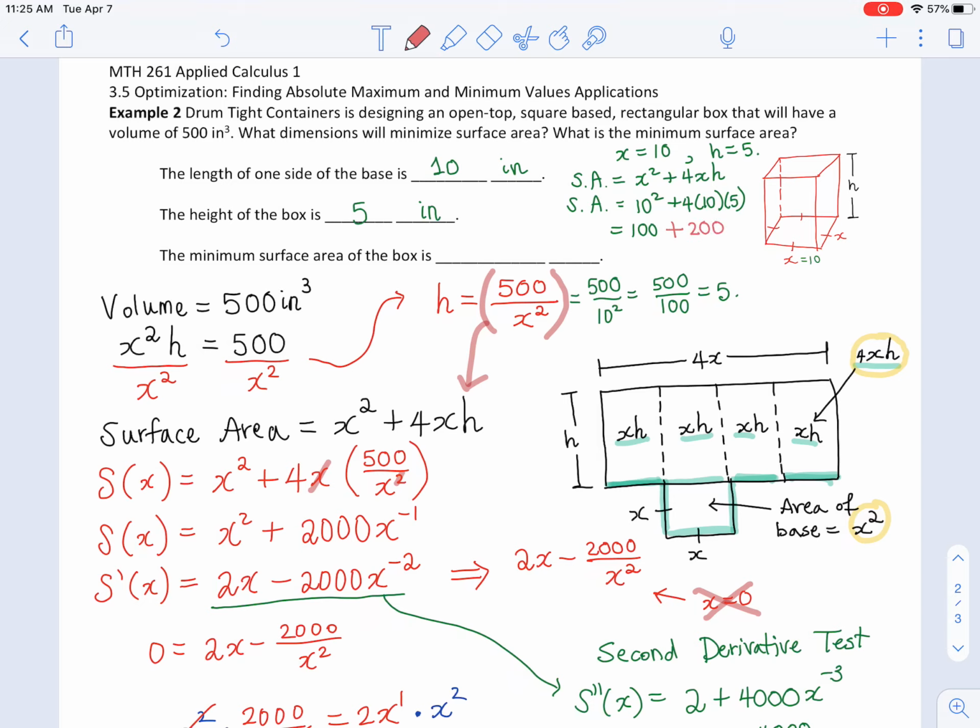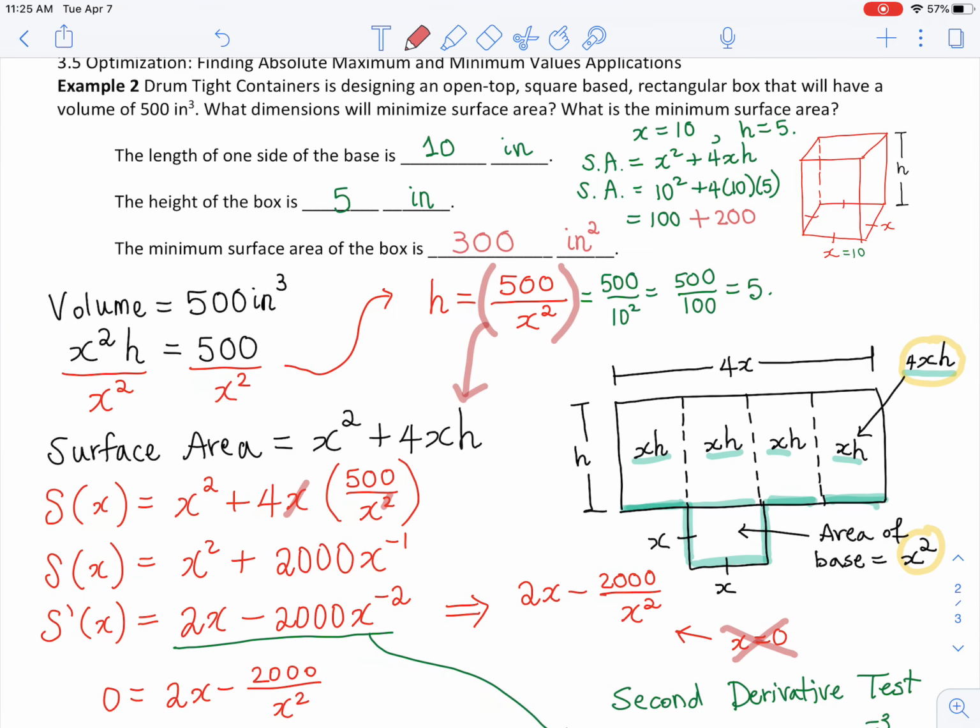I think I left off the second one. I never got to finish this one. 100 plus 4 times 10 times 5. That's gonna be what? 200. So the minimum surface area of the box is 300. What's the unit? Square inches.